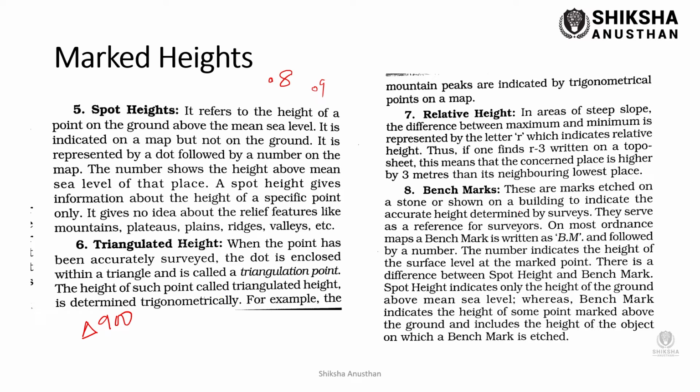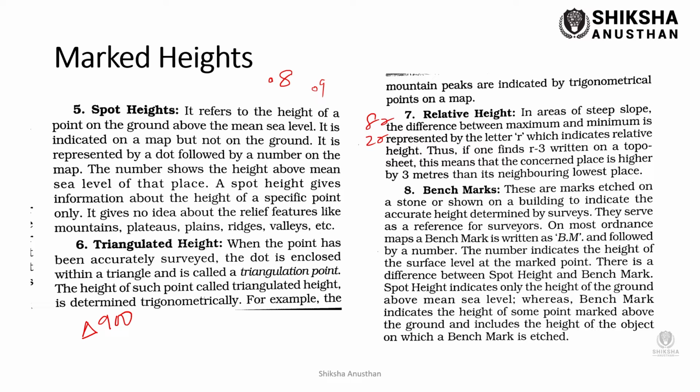Then the relative height, it is written with a number followed by R. You can see it written as 8R, 2R. In areas such as steep slopes, the relative height is the difference between the maximum height and the minimum height. Thus, if one finds R3 written on a slope, this means that the place is 3 meters higher than its neighboring place. If it is written 8R, then 8 meters higher than the neighboring place, 2R, that means 2 meters higher than the neighboring place.